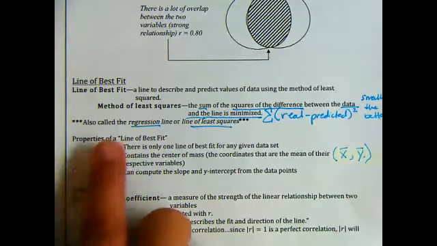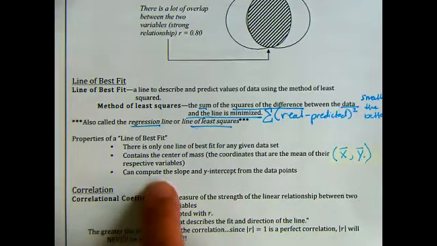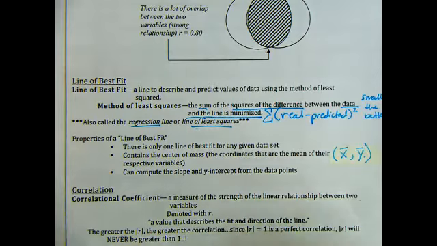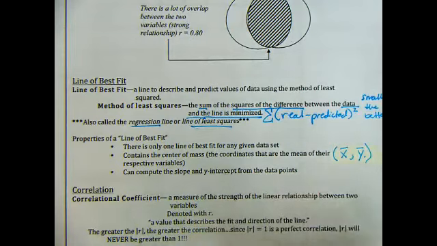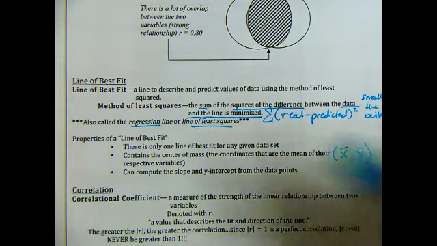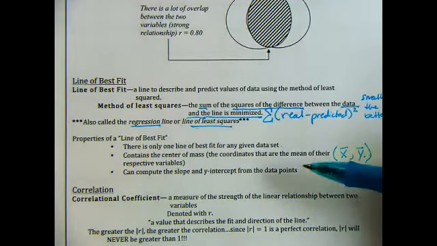And the line of best fit can also compute the slope and the y-intercept from the data points. So you can actually compute the slope and the y-intercept from your data points using your line of best fit. Okay. So line of best fit, there's only one. It contains your x mean comma y mean point, and you can compute your slope and your y-intercept based on your data points. Okay.